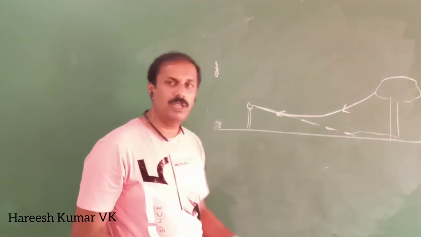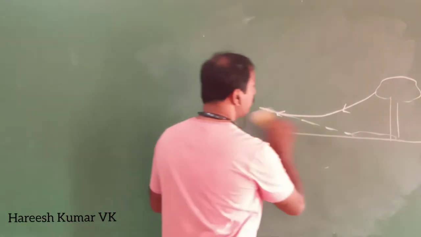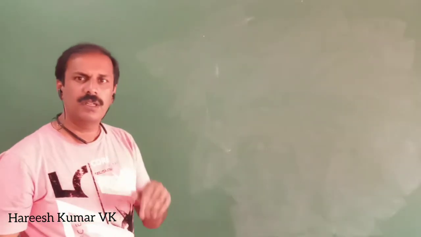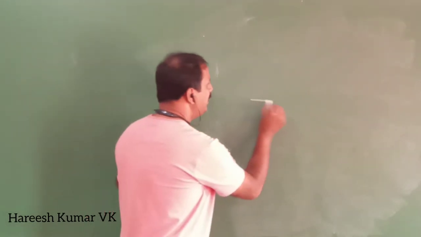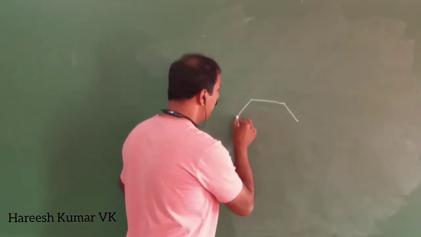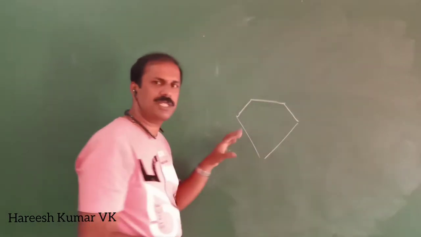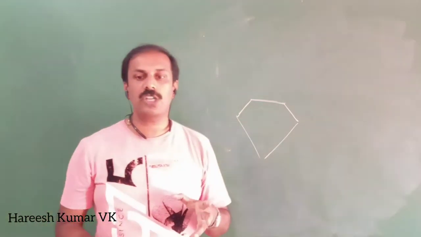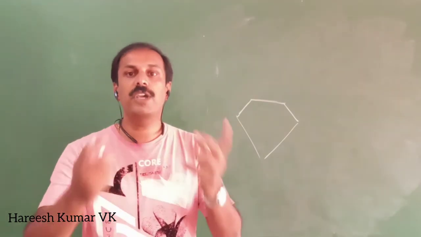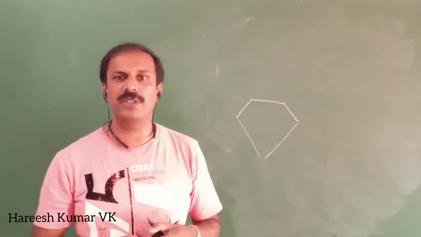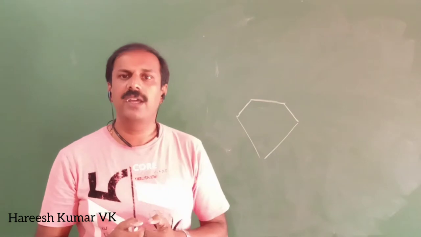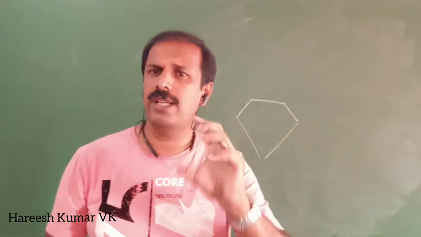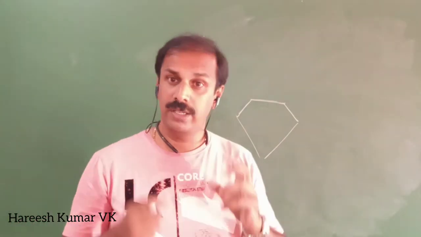Another example, if you take the case of diamond, you might have seen the diamond which is cut in a particular shape, like in diamond rings. Generally they cut a diamond like this. Now, the refractive index of diamond is very high, 2.4. When the refractive index is very high, the critical angle will be very less. So something like 24 degree is the critical angle for diamond.